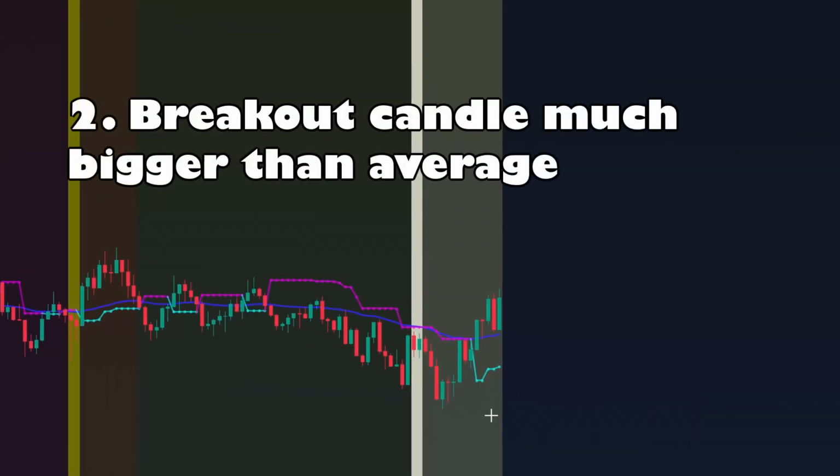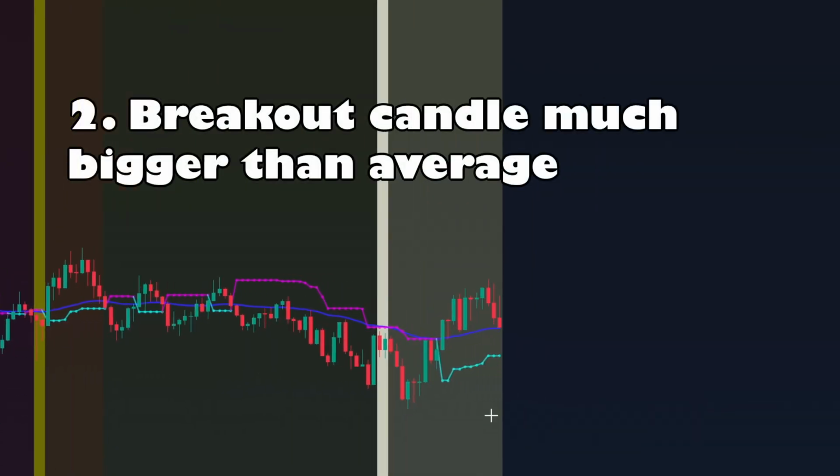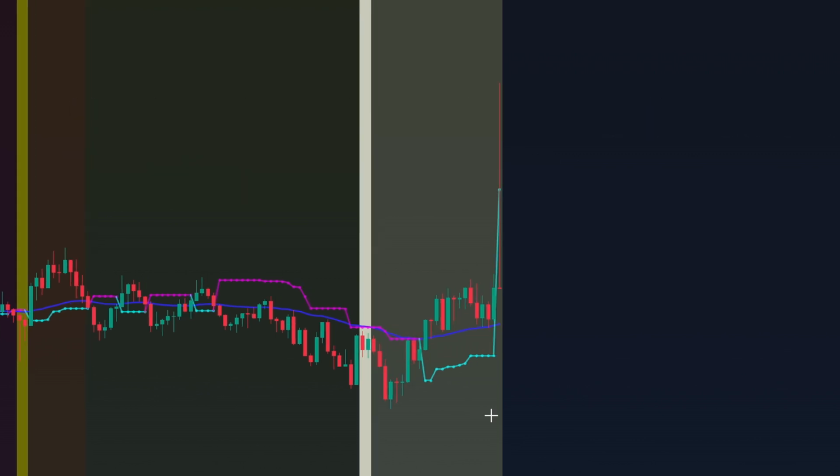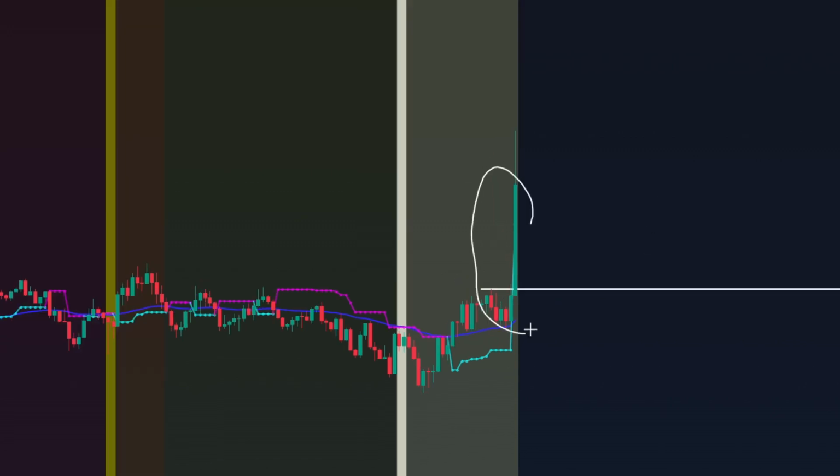Second, when the breakout candle is much bigger than the average candle. If the breakout candle is 2 or 3 times larger than the average candle, it suggests the breakout is unsustainable and that the price may reverse.